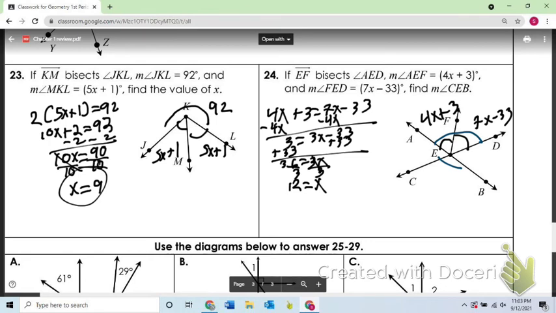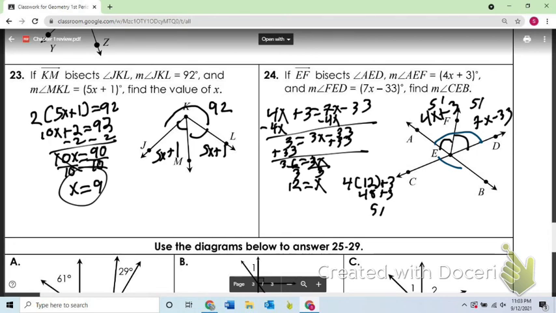So now we're going to take that 12 and plug it back in. I'm going to use AEF, which is 4x plus 3. 4 times 12 is 48, so we have 48 plus 3, which is 51. So if AEF is 51, FED is 51.